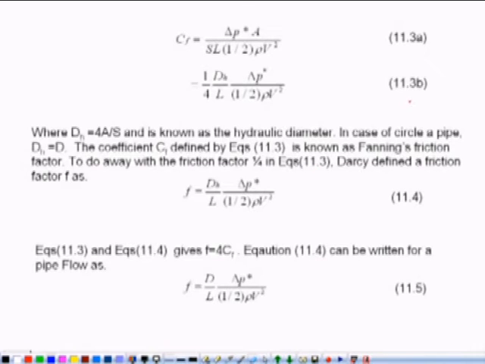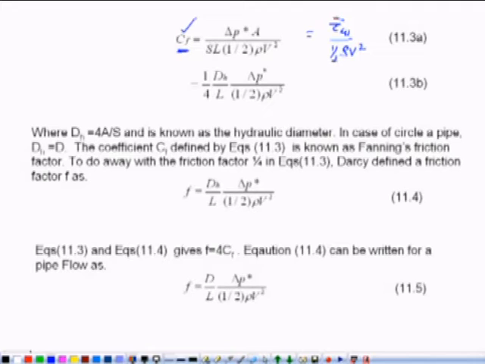So, in the definition of CF, the coefficient of skin friction is equal to tau W divided by 1 over 2 rho V square. This is the definition of the skin friction coefficient.